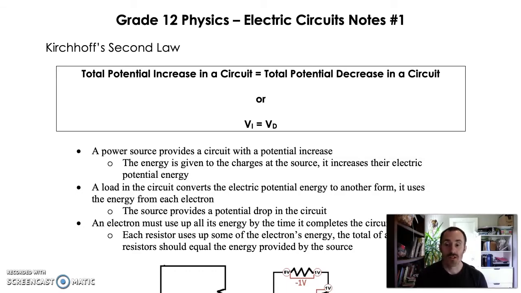So, we're going to start off with Kirchhoff's second law, which says that the total potential increase in a circuit has to be equal to the total potential decrease in a circuit. So that's a little bit difficult to understand just reading that, but let me tell you what it means.